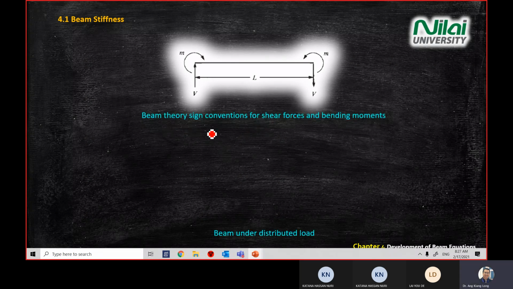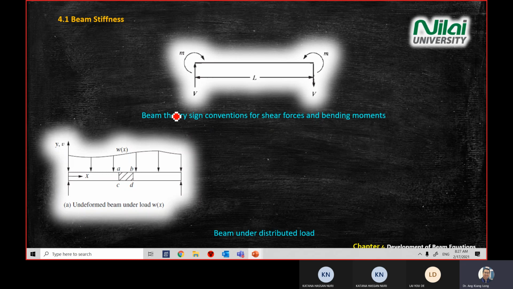So now we just show you the conventional sign for shear force and bending moment. So in chapter 4, you need to know how to draw the shear force diagram and also the bending moment diagram. So on your screen here, the first diagram on the left.